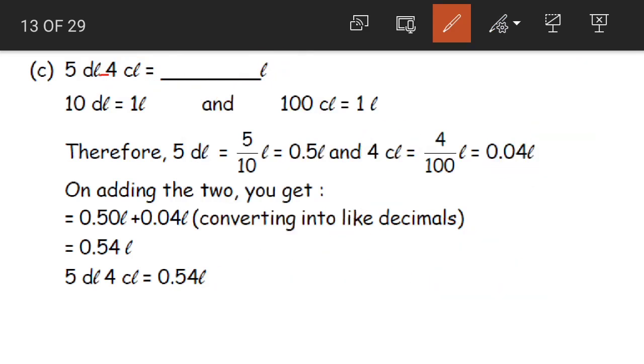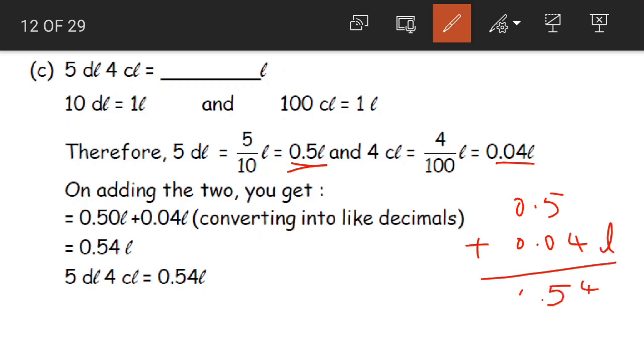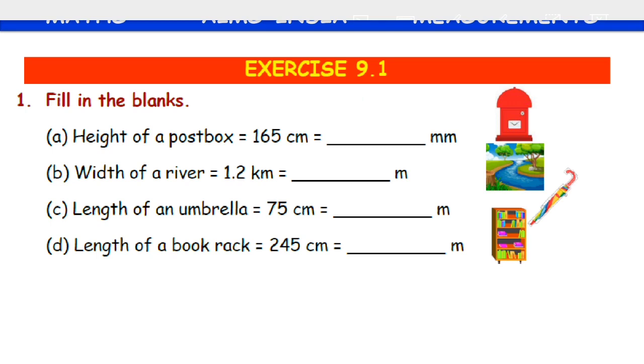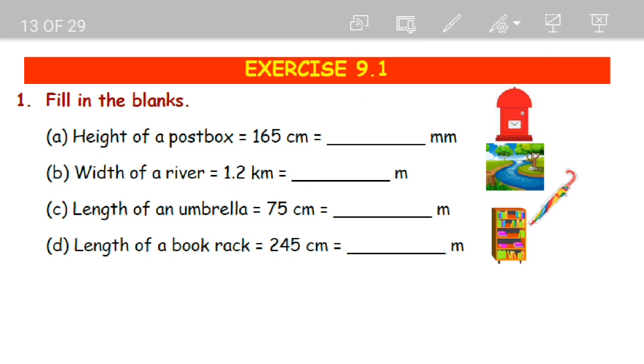So 4 centiliters is equal to 0.004 liters. Now again, we need to add these two. 0.5 liters plus our 0.004 liters. We need to add these two. 4, 5, 0. What is the final answer, children? 0.504 liters. I hope this is clear. Now coming to exercise problems.